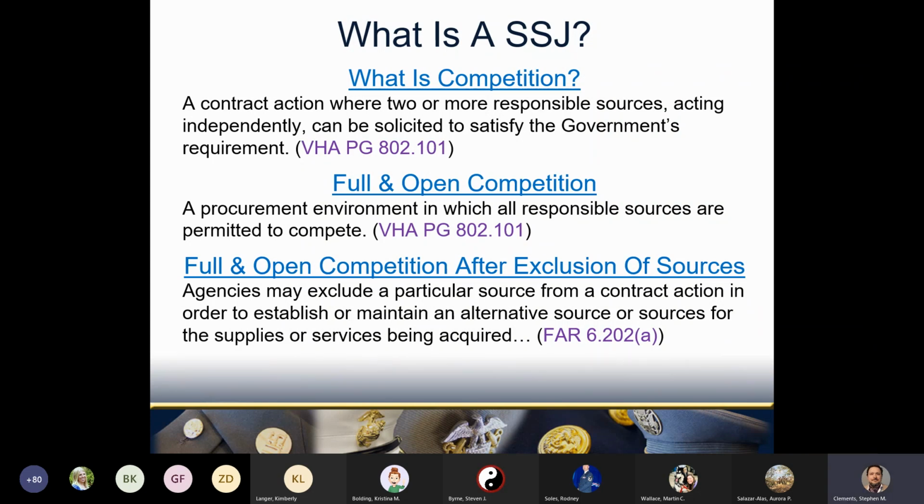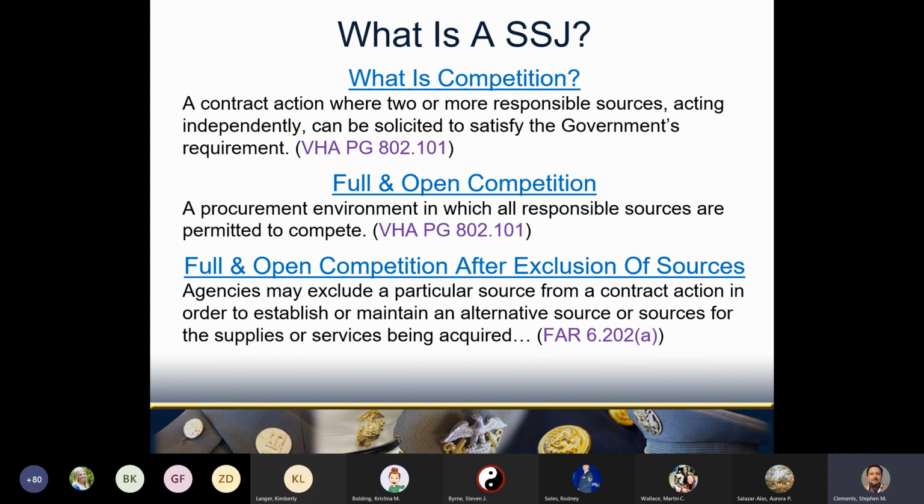And I mentioned responsible sources. It's helpful to know what a responsible source is. A responsible source is a vendor who has adequate resources to complete the acquisition, the ability to comply with the delivery schedule, has no record of unsatisfactory performance, and can comply with all applicable laws and regulations. This is important because the purpose of your market research, and so your ability to justify only one vendor being able to do what you're looking for, depends on finding responsible sources. If you can find multiple vendors responsibly capable of meeting your need, it's almost impossible to justify a sole source.